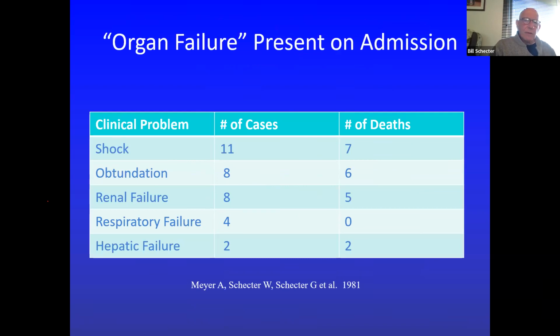And then sometimes the patients present with organ failure, so that they present in shock. In other words, if you have a patient present with necrotizing infection and septic shock, that patient has a good chance of dying. If the patient is obtunded or unconscious with a necrotizing infection, good chance of dying. Renal failure, good chance of dying. Liver failure, good chance of dying.